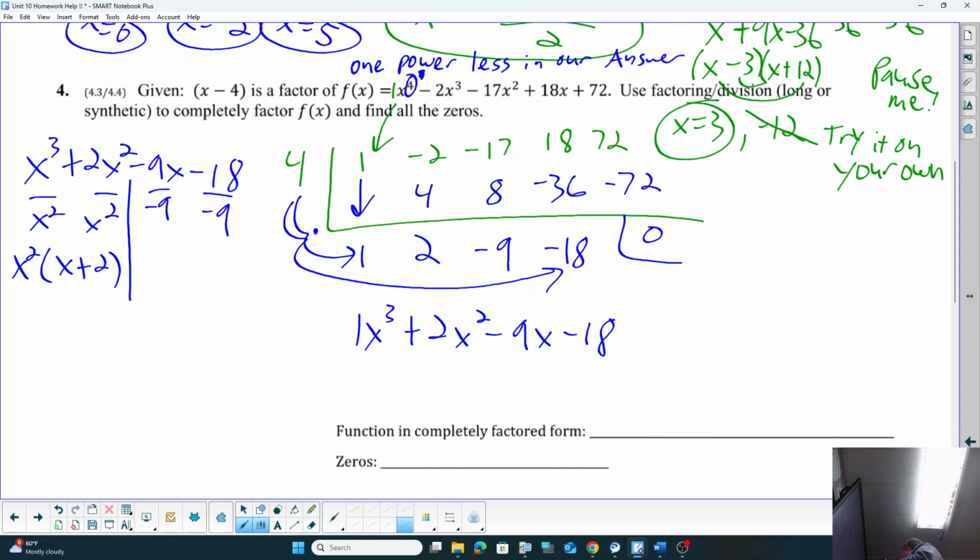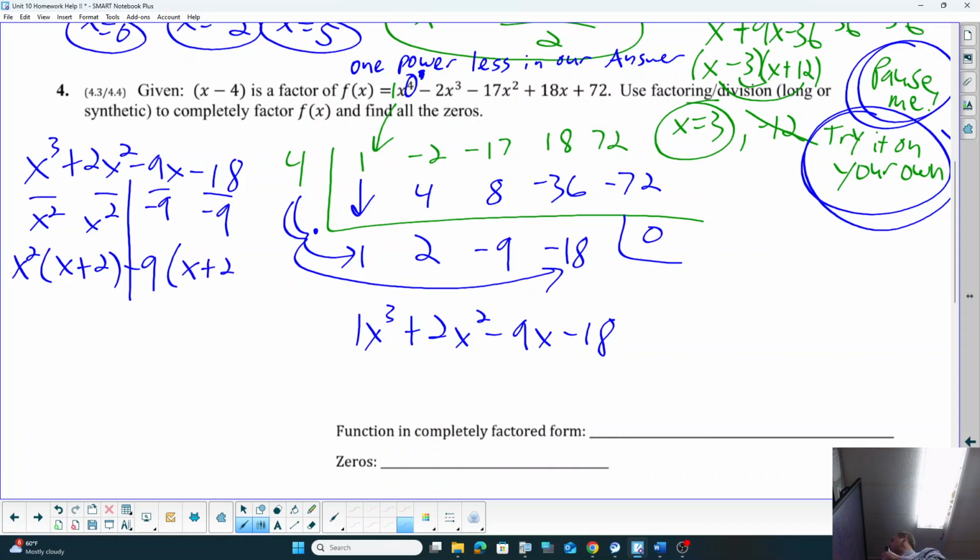Pause me. Remember, pause me. Try it on your own. Get ready for the test. So that's going to leave us with an x plus 2, because negative divided by a negative is a positive. So now one of our factors is x plus 2, and our other factor is the x squared minus 9.